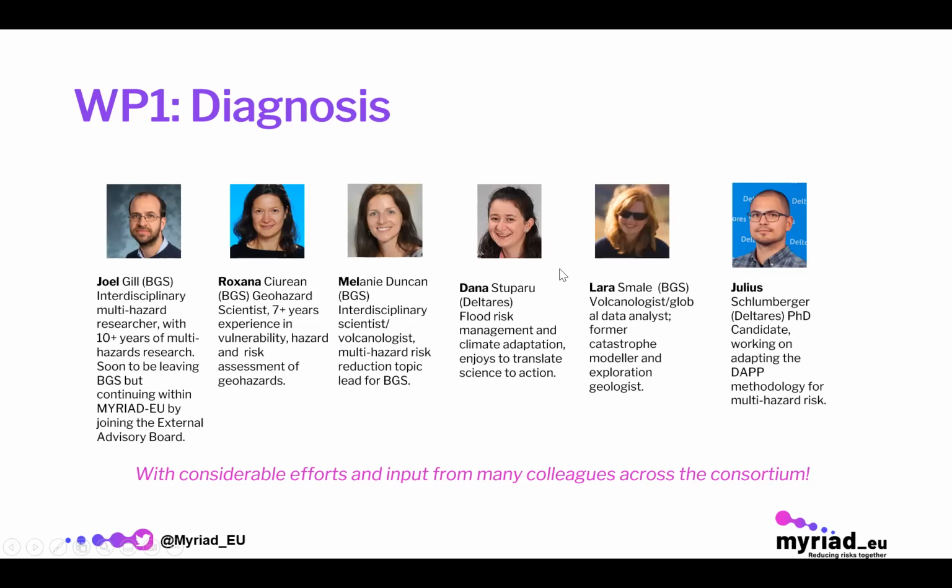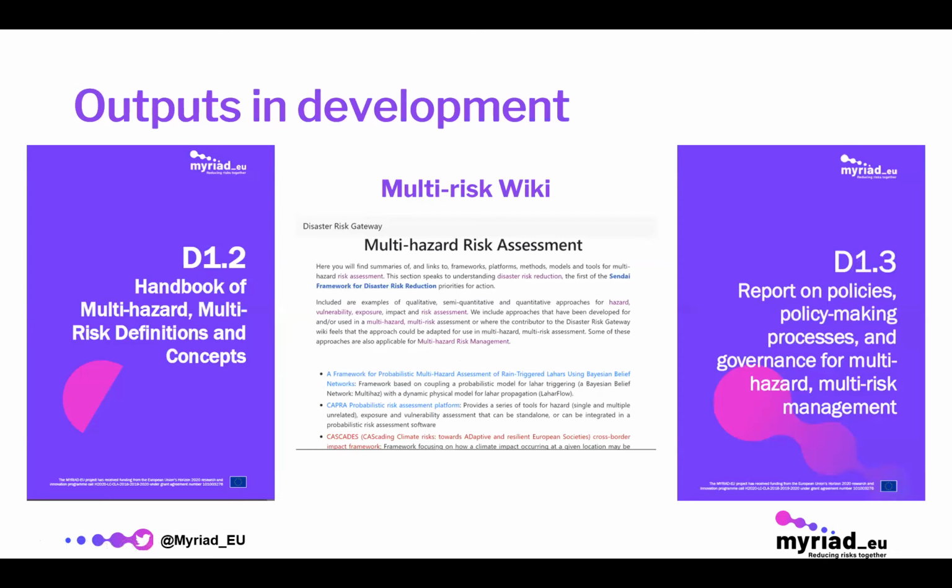So here's a wonderful team who did that work or led that work, mainly our colleagues from the British Geological Survey with input from across the entire consortium. They did a tremendous work, and just recently we launched our first 3 deliverables from the project. One of those, which I think could be of interest for this group, is a handbook of multi-hazard, multi-risk definitions and concepts. So we're actually talking about, well, what it says, those definitions, existing methods, existing tools that one may want to look at or think about when carrying out such an assessment. We also have a report on existing policies, policy-making process and governance for multi-risk management.